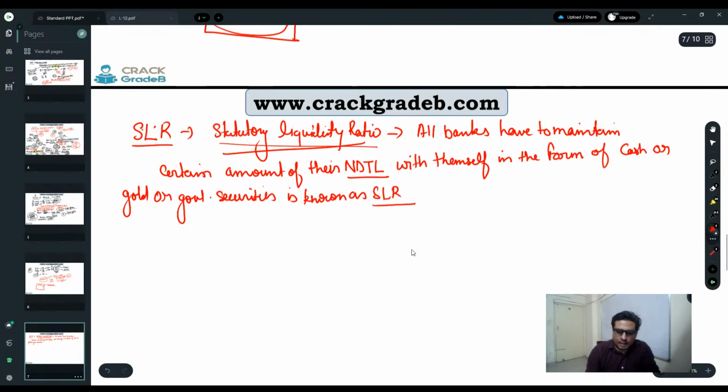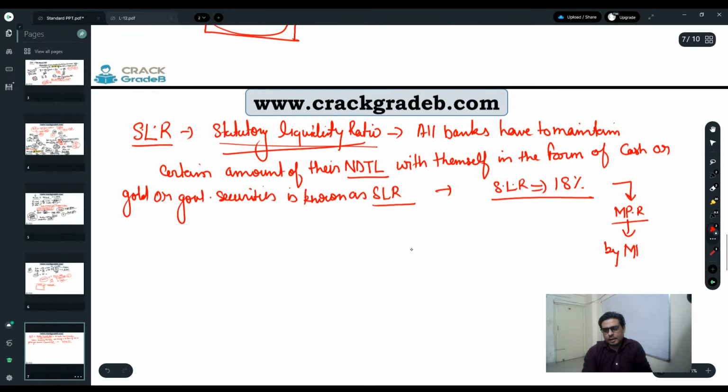This is known as SLR, right? At present, SLR is 18%, but it can be changed at any point of time by RBI under the monetary policy review by the MPC. If there is a requirement, then definitely it can be changed by the Reserve Bank of India.